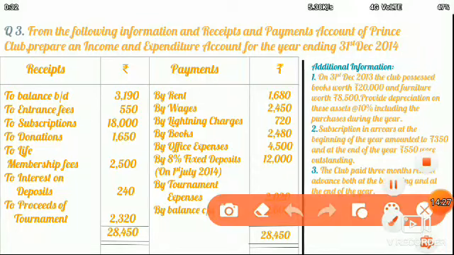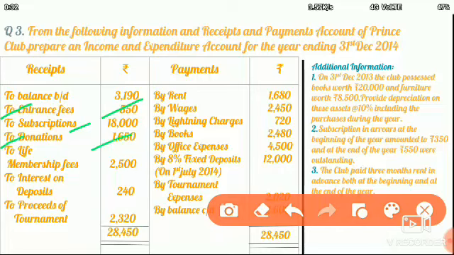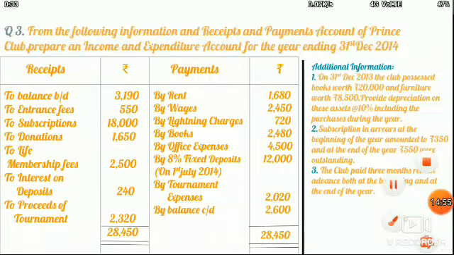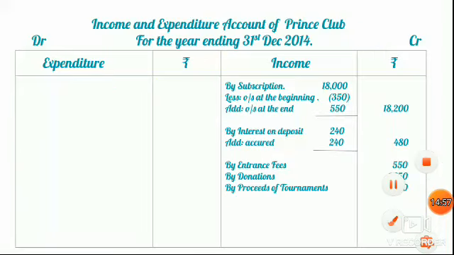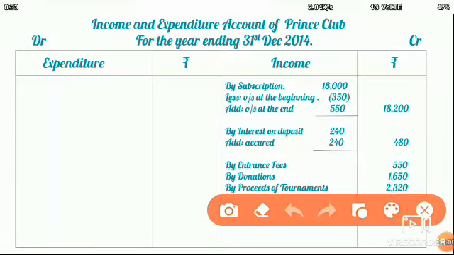Now the items which will be taken on the income side and have no adjustments are entrance fees, we need to take it. Then subscription we have already taken. Donation we have to take. Then interest on deposits we have taken. Then we have to take proceeds of tournament. So 3 items are left, and we have to take these 3 items towards the income side. When we take this towards the income side, this is how it will appear.